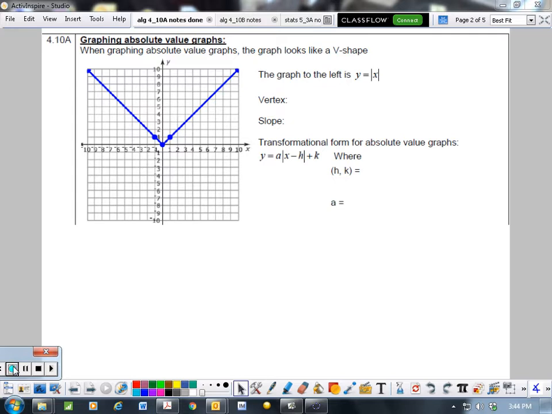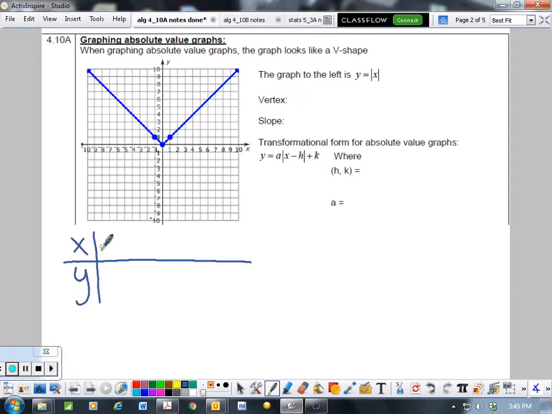So an absolute value graph looks like a V-shape. And the whole reason why it looks like a V-shape is because when I draw an XY table, when I plug in a negative number, like -2, the absolute value of -2 is +2. And when I plug in a -1, the absolute value is +1. When I plug in 0, the absolute value is 0. When I plug in the number 1, absolute value keeps it positive.